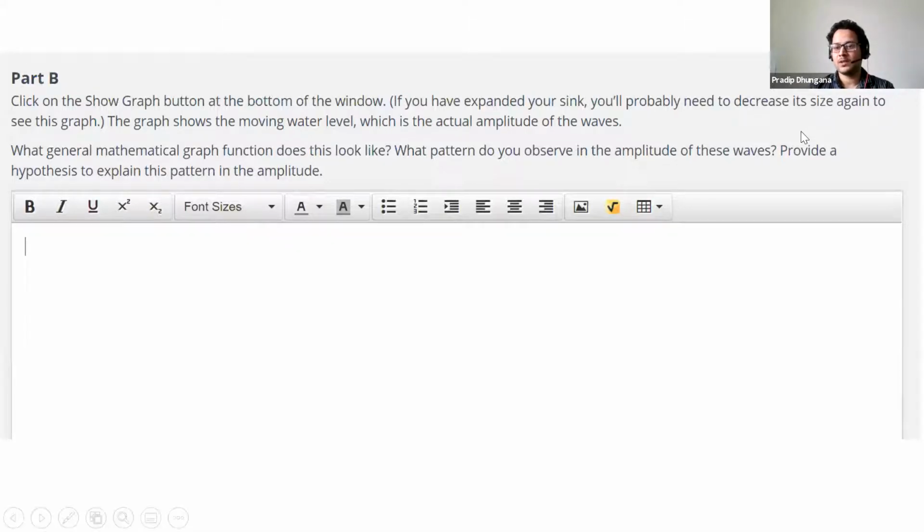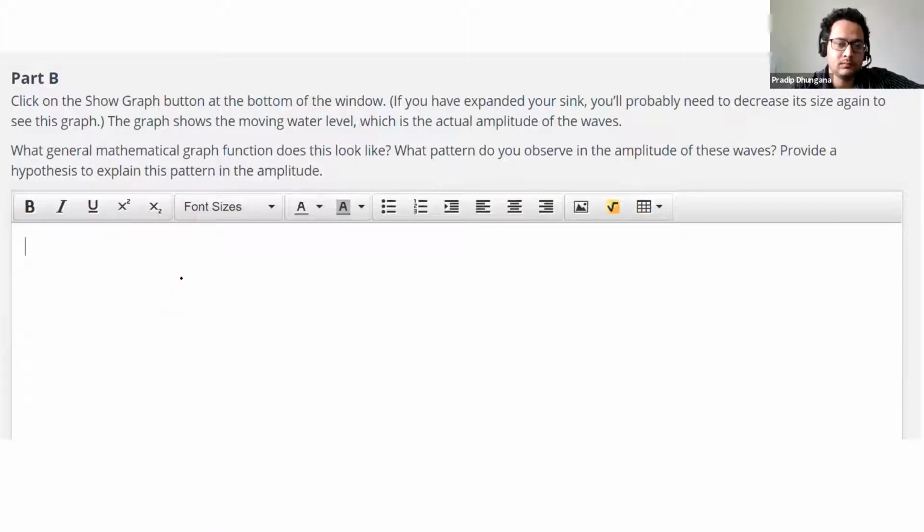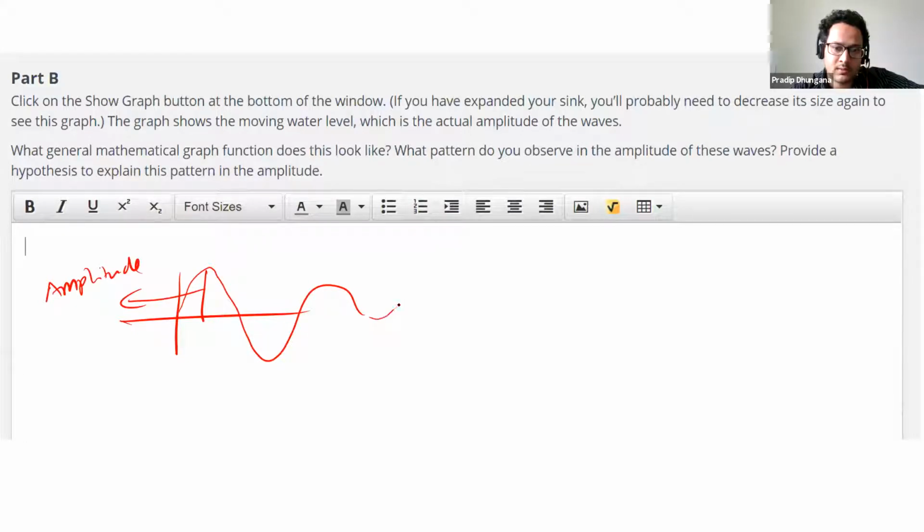Amplitude is the displacement the wave travels from the equilibrium position. Let me draw a diagram real quick. This is your equilibrium position, and that part is your amplitude, that displacement. And then our wave looks like that. So I just made the diagram of this wave. What kind of pattern did you see? What kind of graph is this? You can think in terms of sine, cosine waves like that.